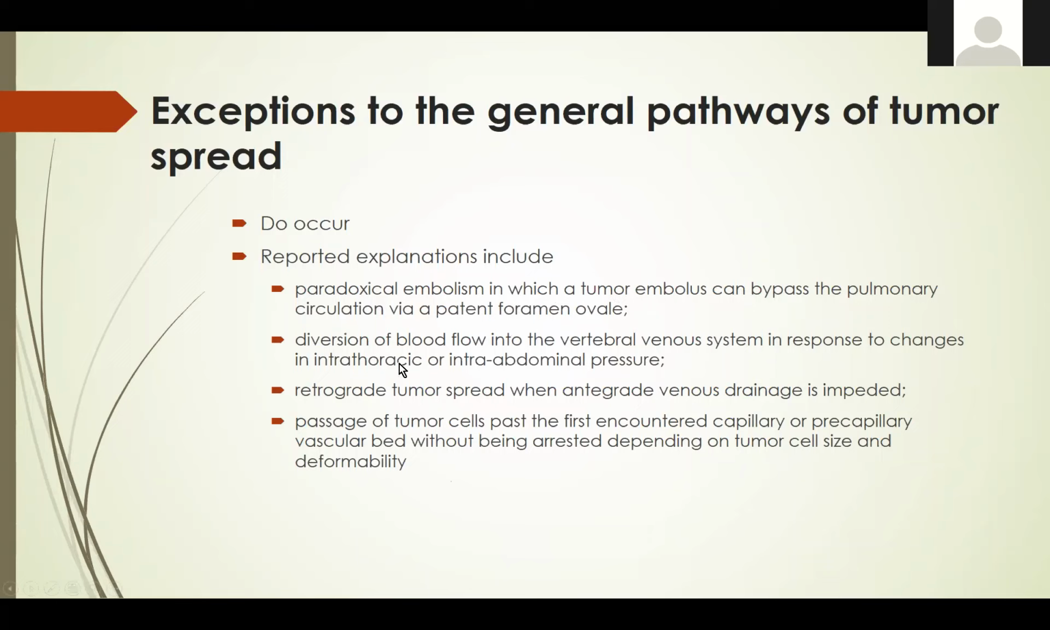And then the vertebral venous plexus also. Most of the time, renal cell carcinoma first goes to the lungs, but sometimes you see bone metastasis first. And that is because of diversion of blood flow into the vertebral venous plexus, the venous system. And even minor changes, like intrathoracic and intra-abdominal pressure variations, may result in the dislodgement of tumor emboli into retrograde spread. And when antegrade spread is impeded, you also see retrograde spread.